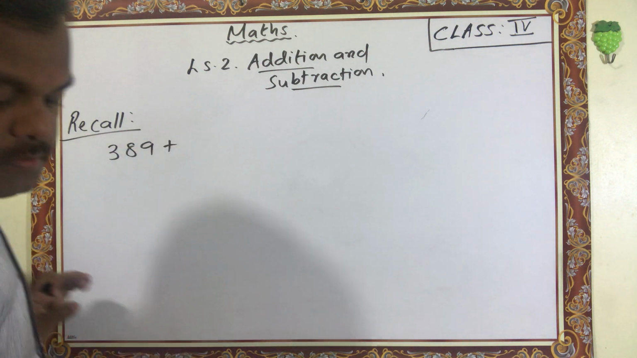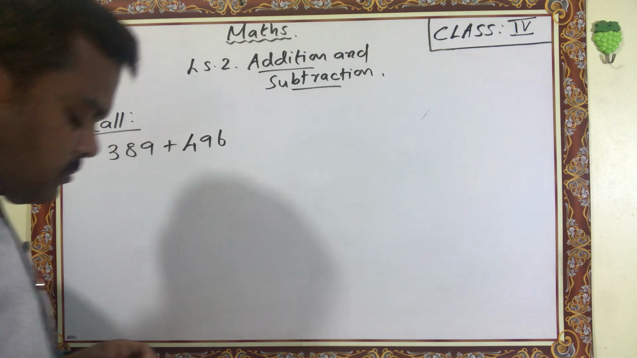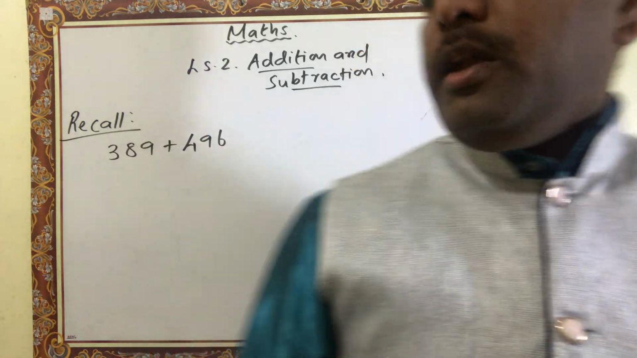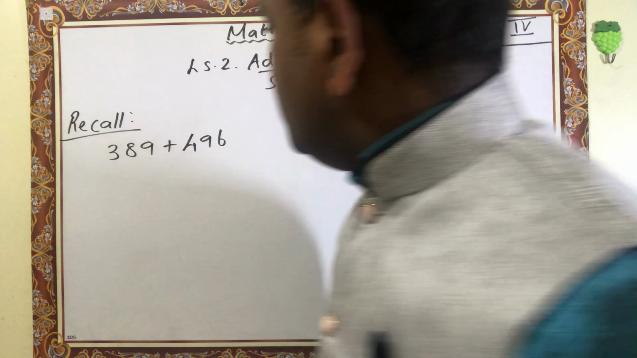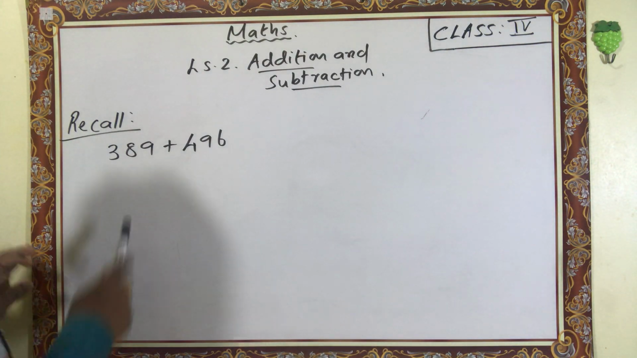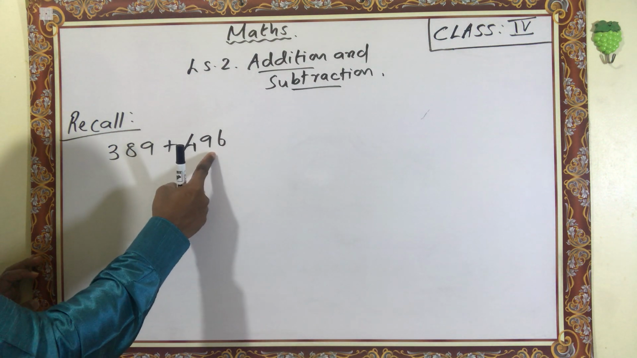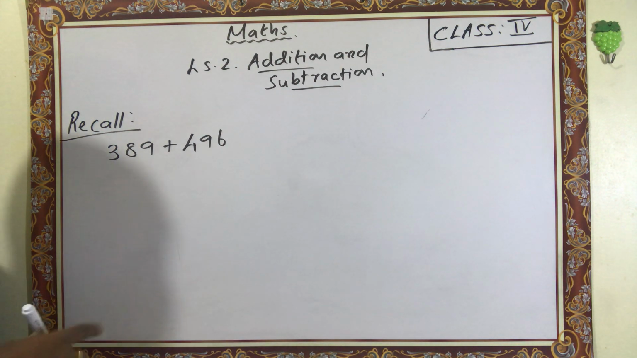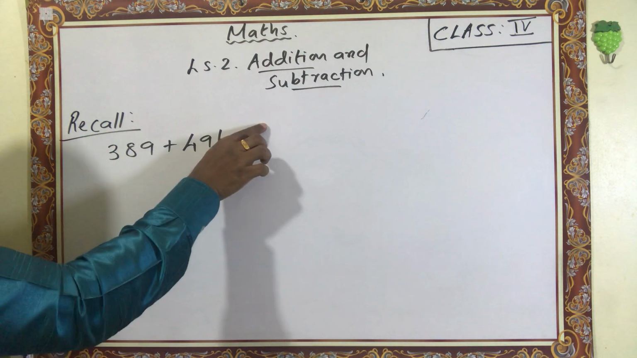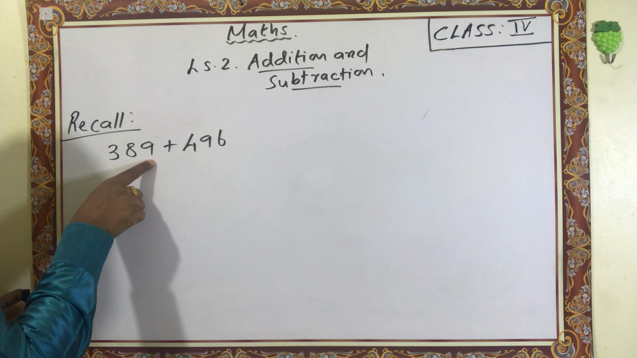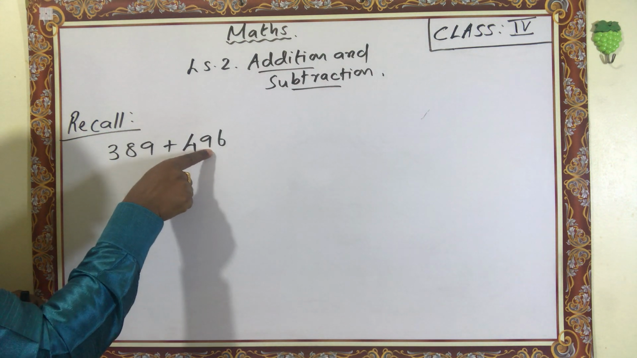389 plus 496. This is the number we are going to add first. See, this is a three digit number. Ones, tens, hundreds. So when you are adding, all ones places should come in a straight line. I mean, below that you have to write. This is ones place, so below this ones place you have to write. Tens place, this is also tens place.